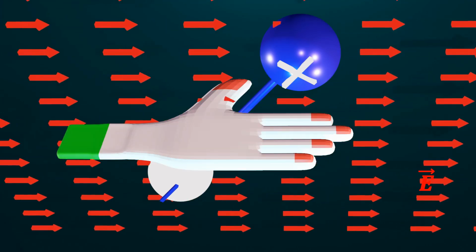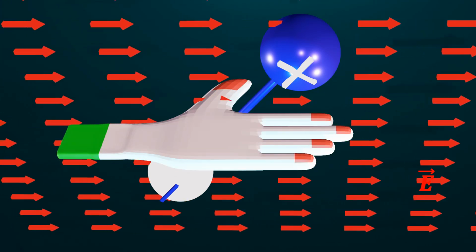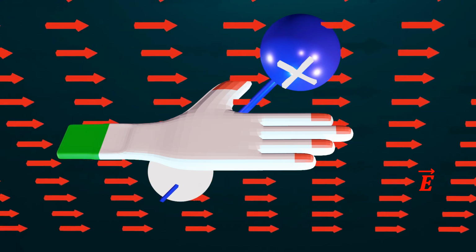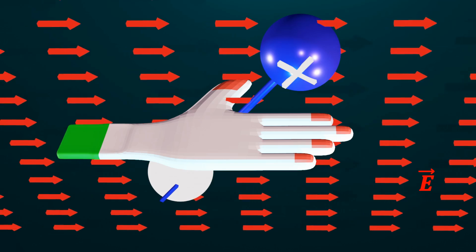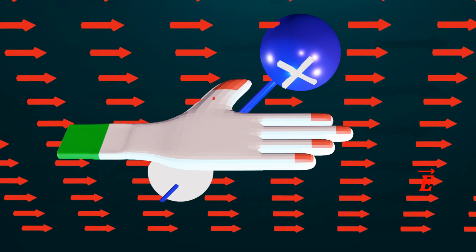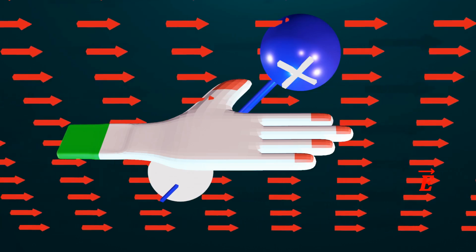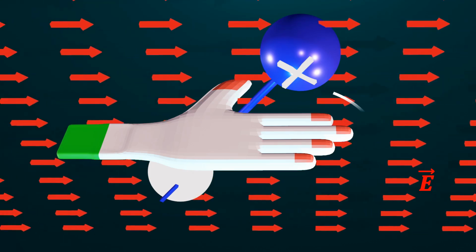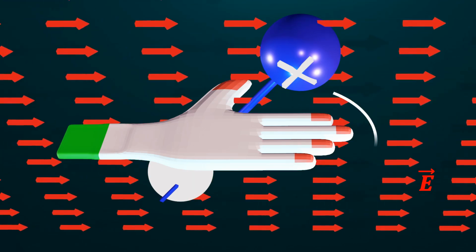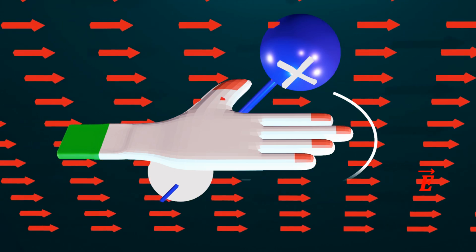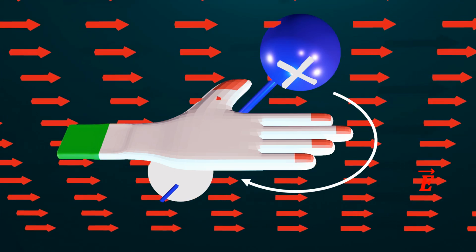For this, you have to stretch out the thumb and other fingers of the right hand perpendicular to each other. Here, the other fingers' direction should be the direction of the external electric field. Next, we see the direction of the electric dipole. It moves from positive to negative, so its direction is clockwise.